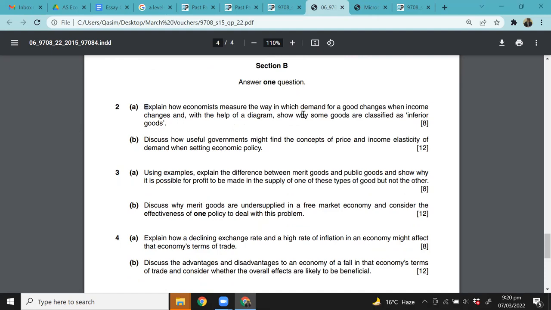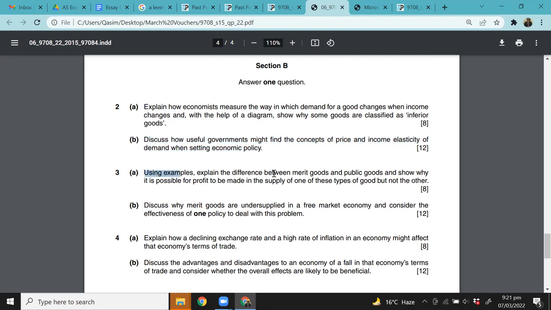Okay. Explain how economists measure the way in which demand for a good changes when income changes, and with the help of a diagram, show why some goods are classified as inferior goods. Right. So the first essay question says how economists measure the way in which demand for a good changes when income changes, and with the help of a diagram, show why some goods are classified as inferior goods. Then the B part to the question says, discuss how useful governments might find the concepts of price and income elasticity of demand when setting economic policy, right? Get it? Okay, now this is the first question.